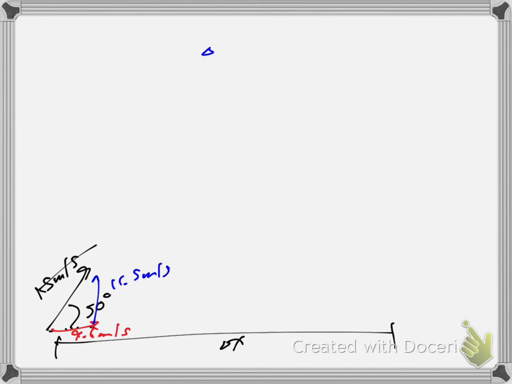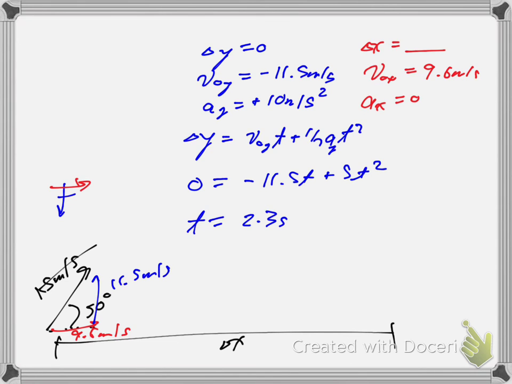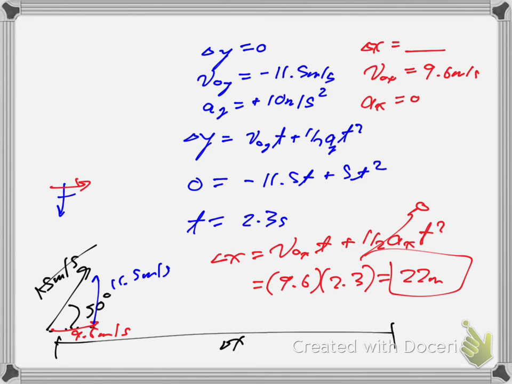Again, same process: break it down into the components, identify what the given information is. I know more about the y direction, so I use that to find the time. Again, the exact same algebra, 2.3 seconds. Plug that into the horizontal direction, and notice I get the exact same number. That might be surprising, right?